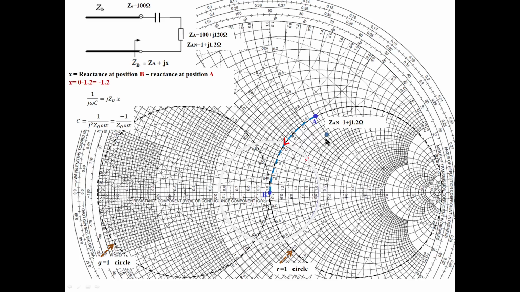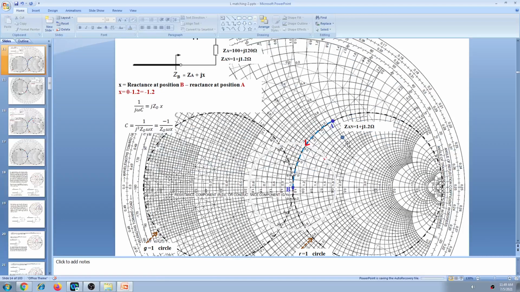For example, if the load point is here, can I reach the center of the Smith chart? From here you can identify the resistance circle and the conductance circle passing through this point. This is the resistance circle passing through our point. And what is the susceptance circle? Something like this. This is a susceptance circle passing through it.